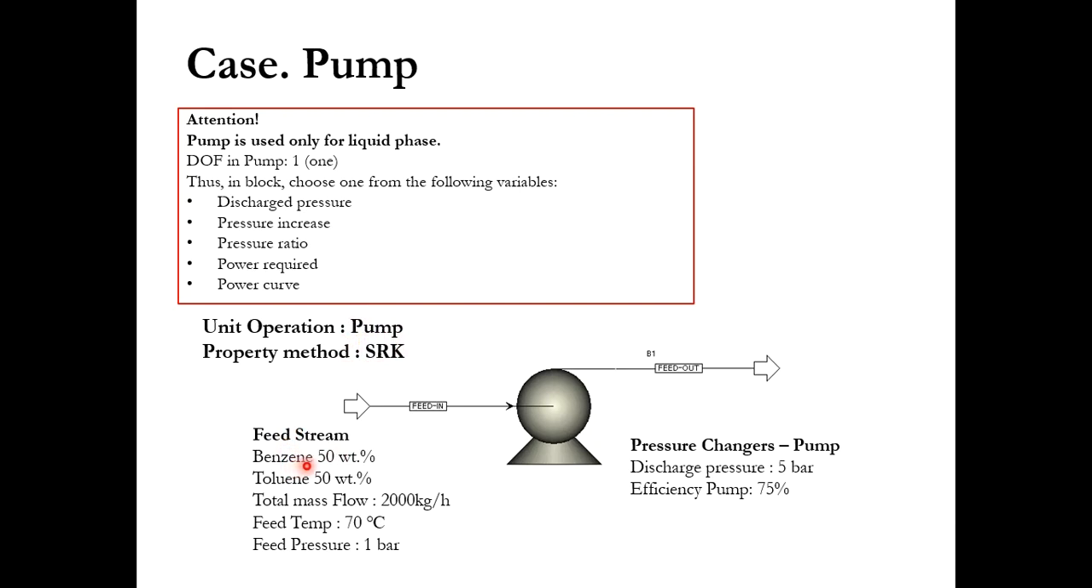The feed stream consists of benzene 58%, toluene 58%, mass flow rate 2000 kg per hour, feed temperature 70 degrees centigrade, and pressure as 1 bar. And the discharge pressure should be 5 bar with the efficiency of pump as 75%. So we have to not only specify the discharge pressure, but also the 75% efficiency. If you are given that increase the pressure to 5 bar, but you are not given any efficiency value, then you will simply simulate it. If you are given the efficiency value, then you have to use that value in your system.